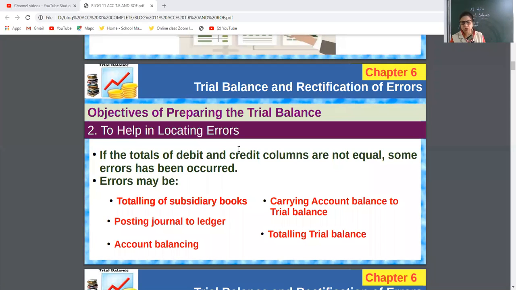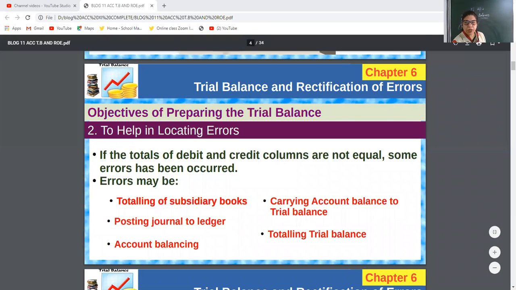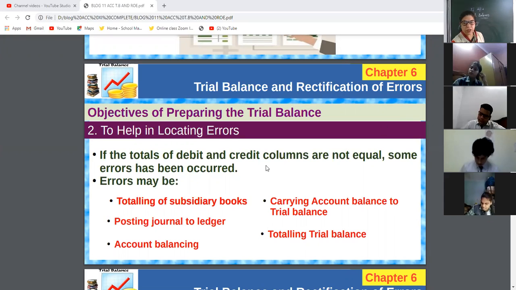See, maybe the totaling is wrong, maybe the carry forward is wrong, maybe the posting is wrong, maybe the account balancing is wrong, and at last, maybe the total will be wrong. So we can say that trial balance is helpful in locating the errors, but still some errors may be there. So if the total of trial balance is not matched, then we can see that there is some mistake.